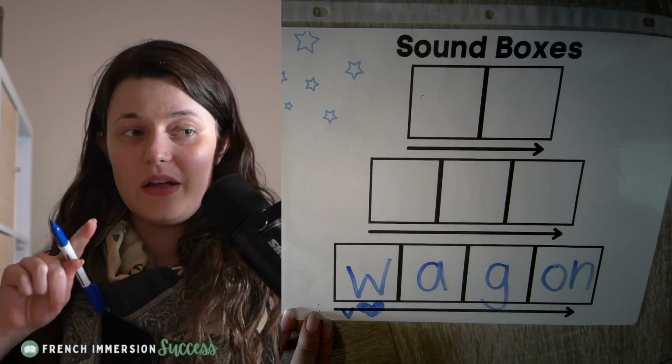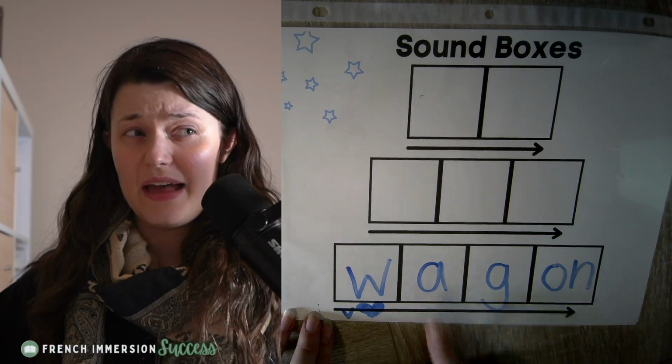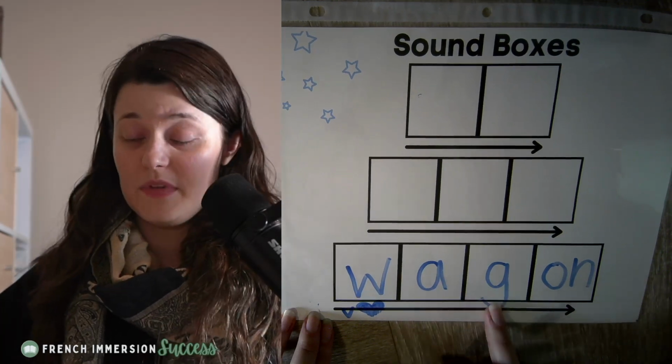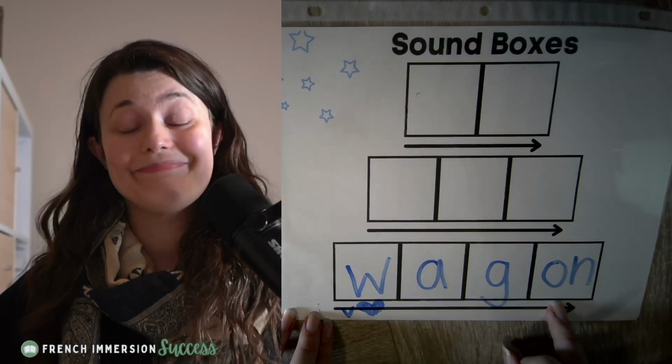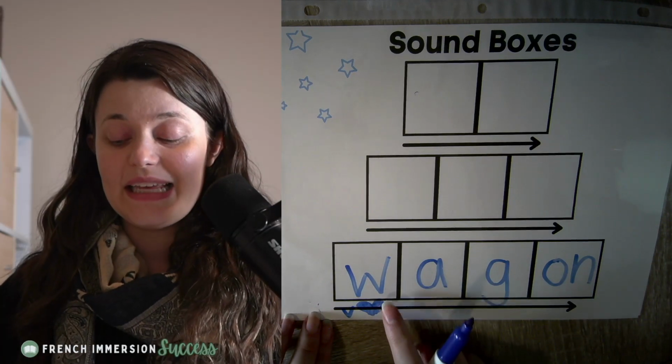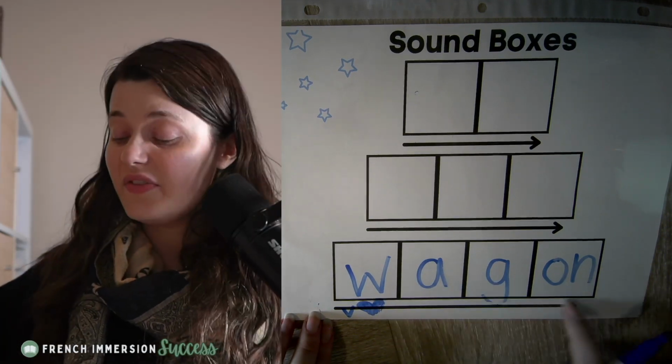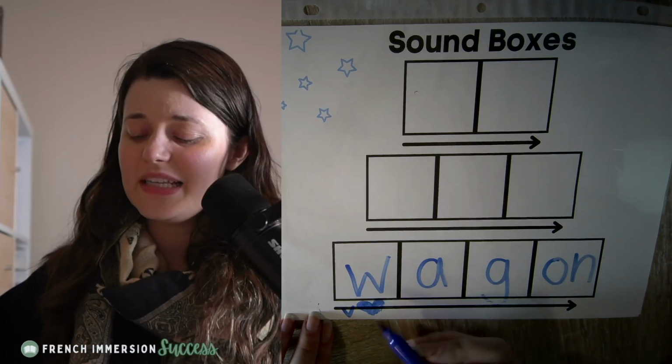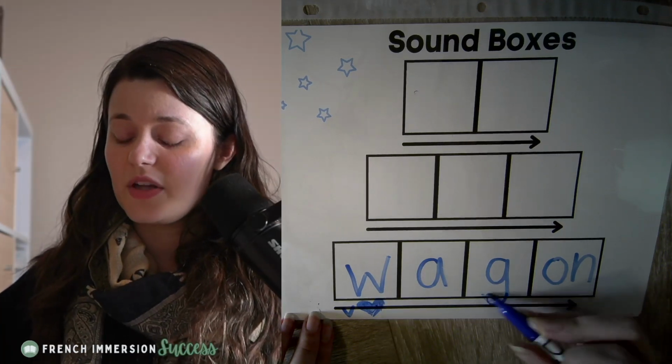Wagon. Now let me just check. Is this doing what you expect? G, yep. On. So the only part we really have to pay attention to here is this part. So the rest of it is doing exactly what you expect. It's only this letter that we have to learn by heart.